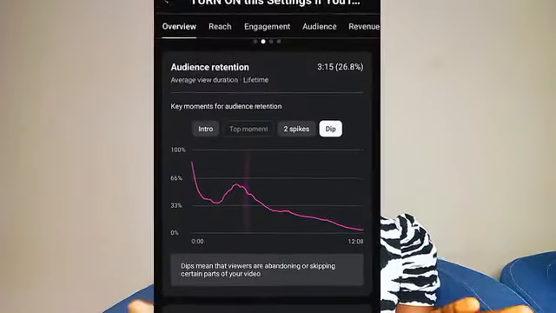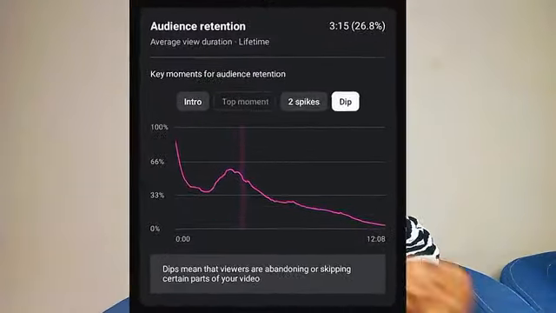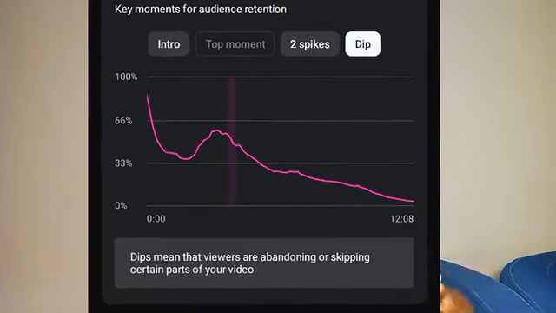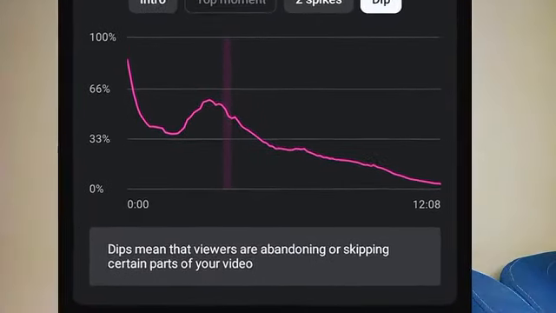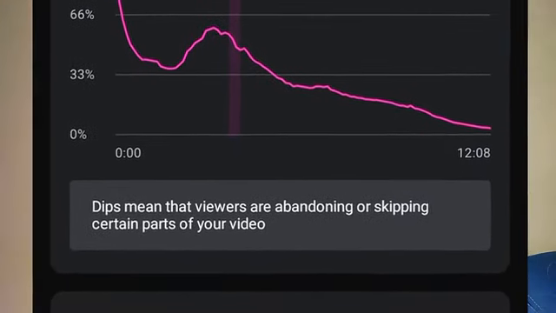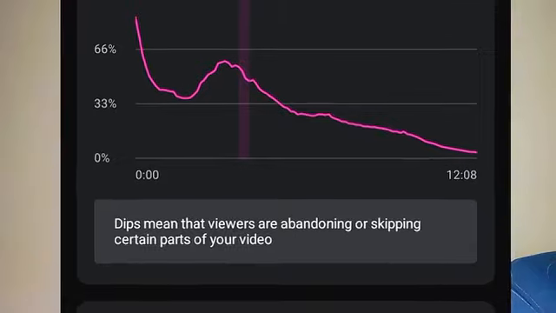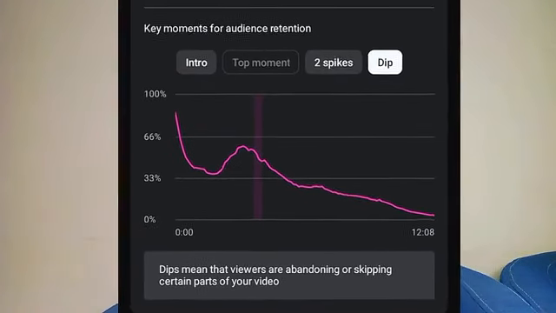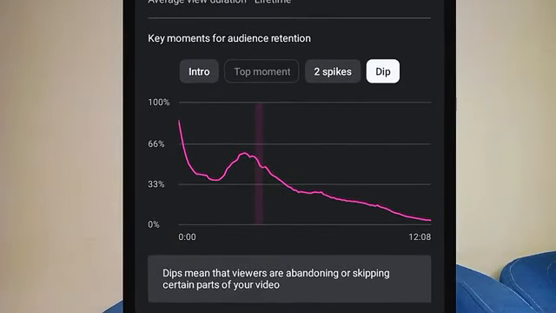And the places where you have a dip, which are places where people fall out of your video, maybe because they are tired or they skip it because of one thing or the other, you want to watch that part to see what is happening there, so you can get to balance yourself.